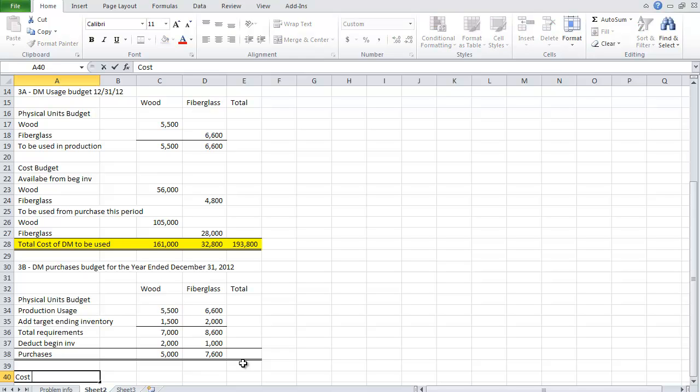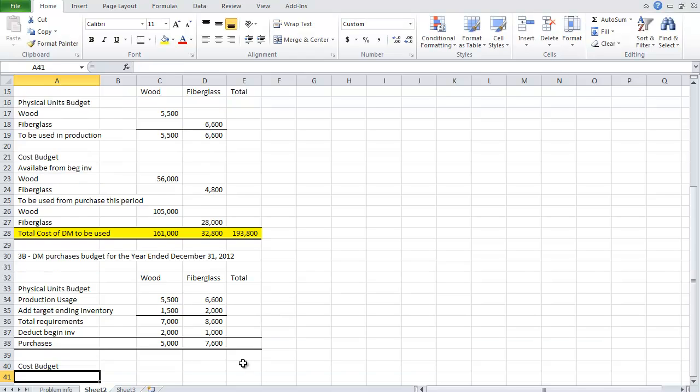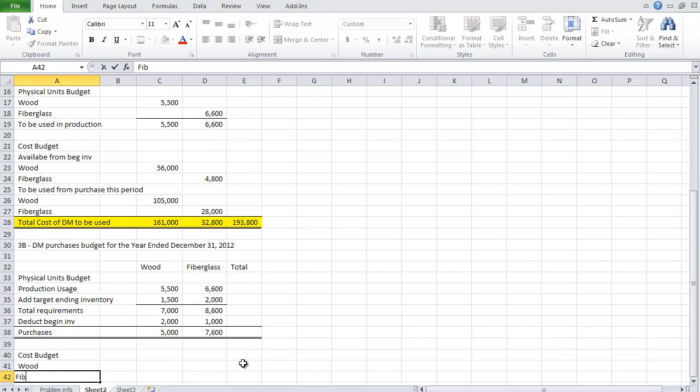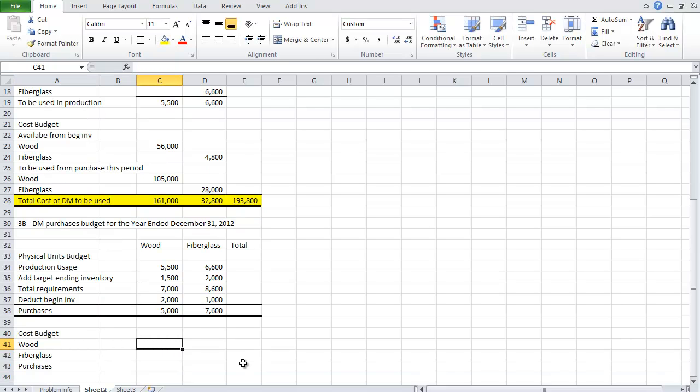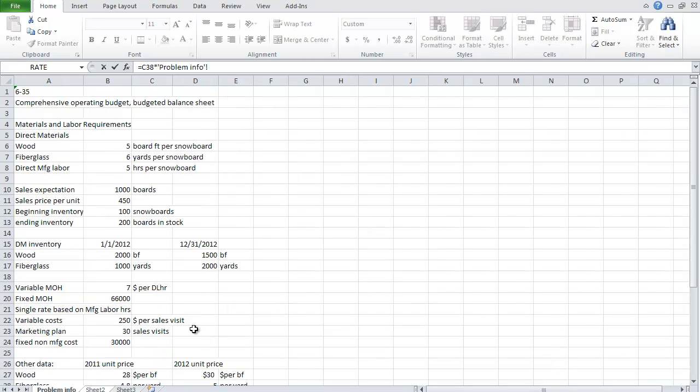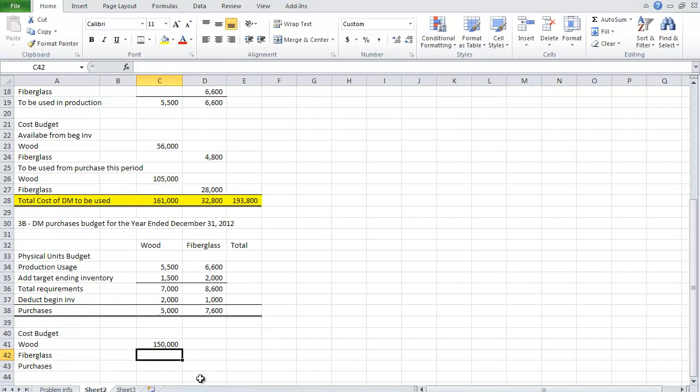So again, we'll have some cost budget data here. The wood, and we have fiberglass, and this will give us our purchases. So the wood, we start with 5,000 units, and we're going to multiply this by the unit price at the end of the year to come up with 150,000.